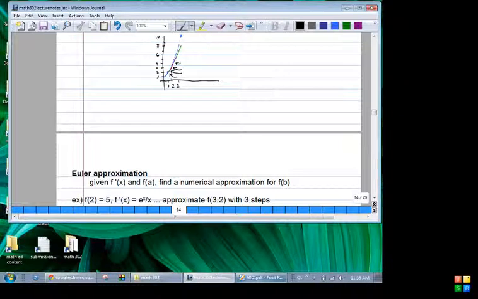Approximating 3.2. So what x value are we starting at? 2. What x value are we finishing at? 3.2. And we're going in 3 steps. So how big is each step? 0.4. Exactly. So our first x value is 2. Our next x value is 2.4. The x value after that is 2.8. And then we'll finish at 3.2. Okay? So what does this look like?